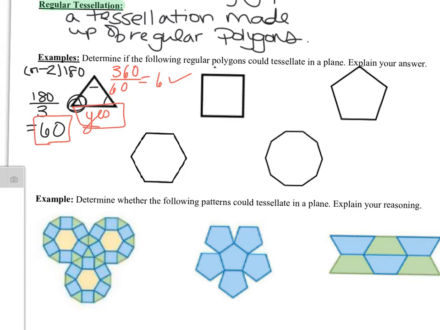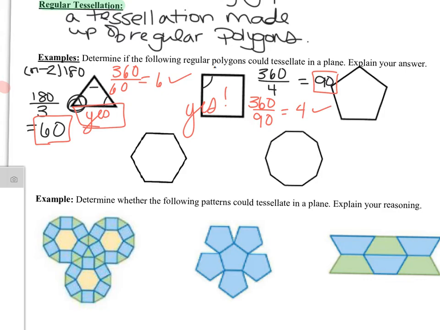Let's go over and look at a square. All angles in a square add up to equal how much? Well, they add up to equal 360. How do I find what one interior angle is? I divide by 4, which is 90. So now I want to see, is 90 a factor of 360? 360 divided by 90, well, that's 4. So yes, it tessellates.